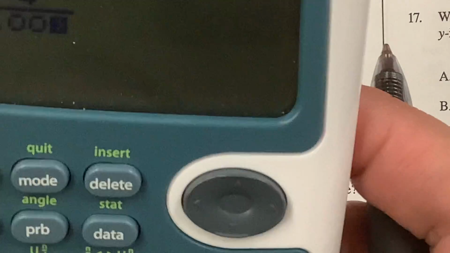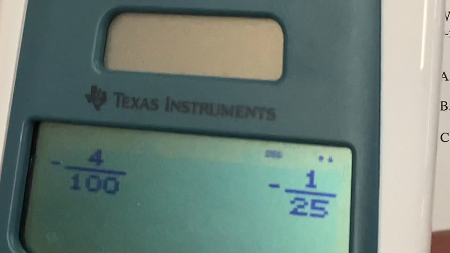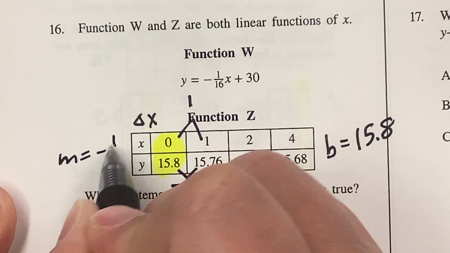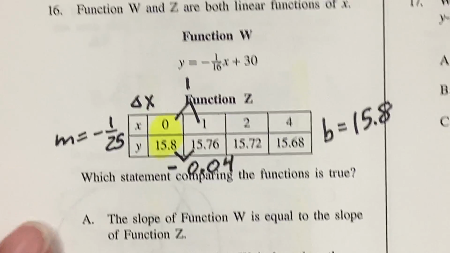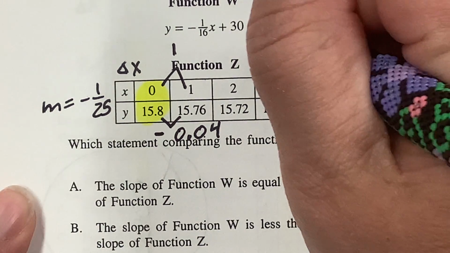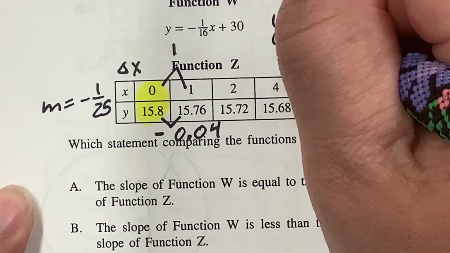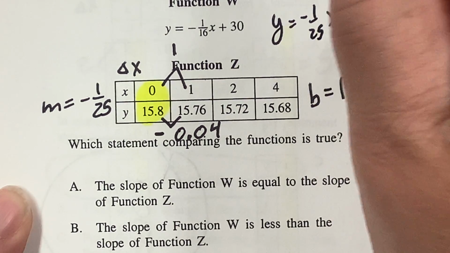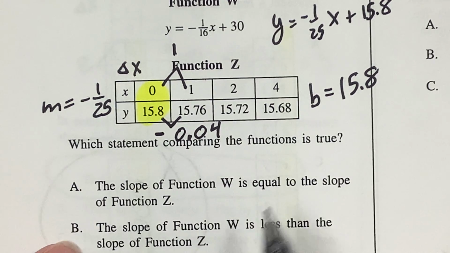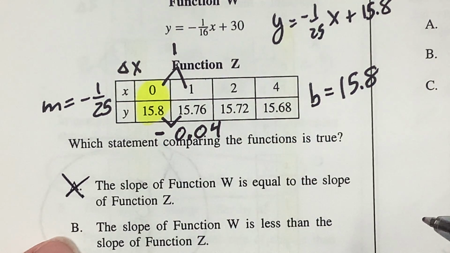Let's put that in here. -4 over 100 is -1/25. The calculator will think for me. So m equals -1 over 25. Okay, so let's write that out as an equation. y equals -1 over 25x plus 15 and 8/10. The slope of the function is equal to, no, that's not true. The slope of the function is less. Ooh, let's see if it's less than.